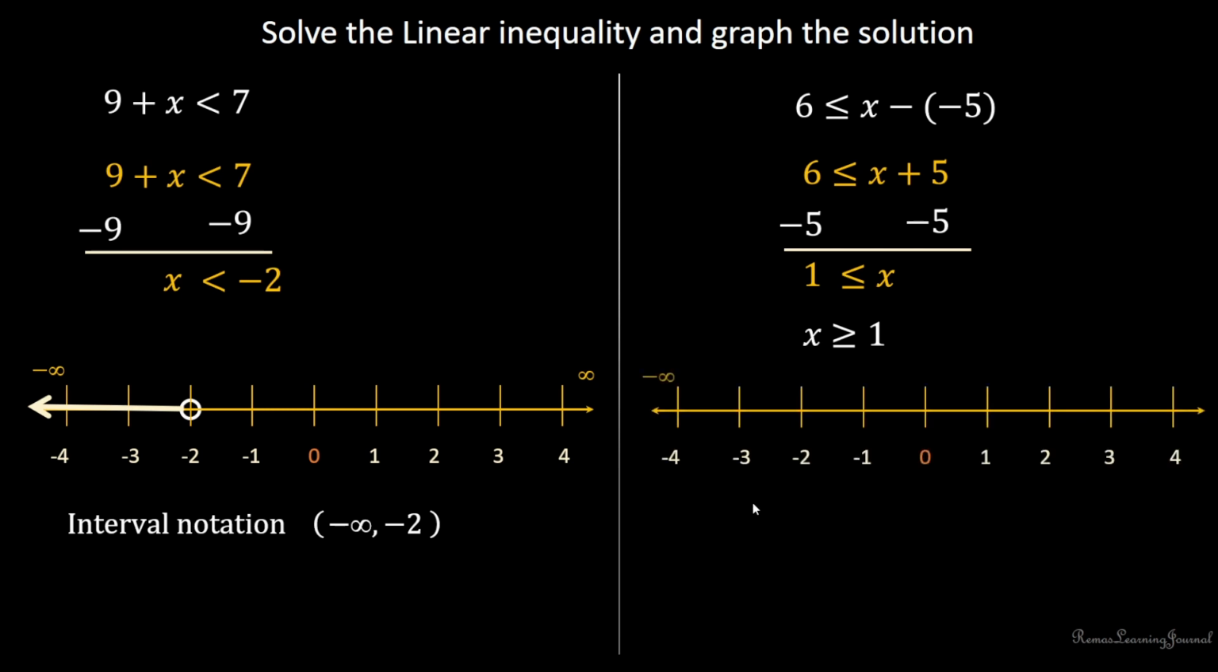And now let's graph this inequality. Since 1 is included in the solution, let's draw a closed circle around 1 and shade all the numbers greater than or equal to 1 all the way up to positive infinity. Now let's write this solution in interval notation. For that, let's pick the endpoints 1 and infinity. And now let's put the square bracket around 1 to indicate that 1 is included in the solution and parenthesis around infinity.